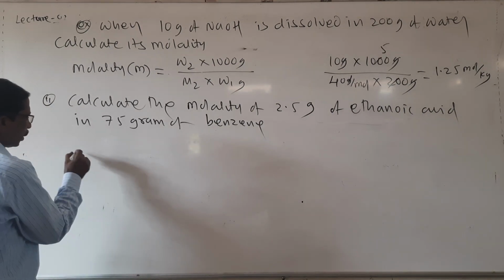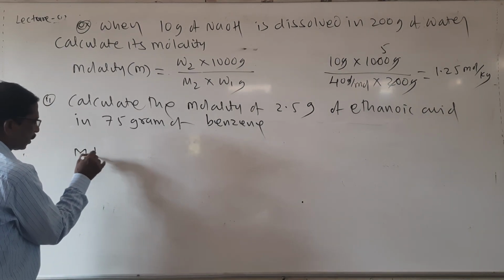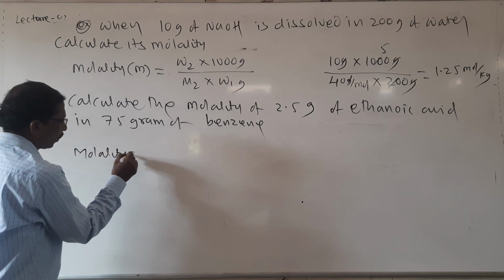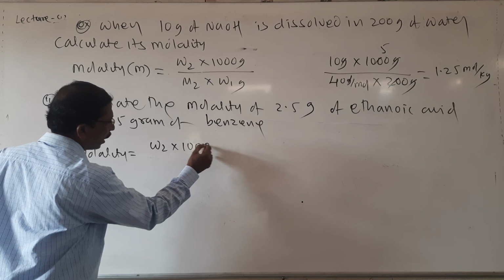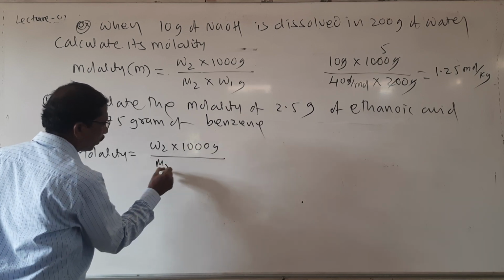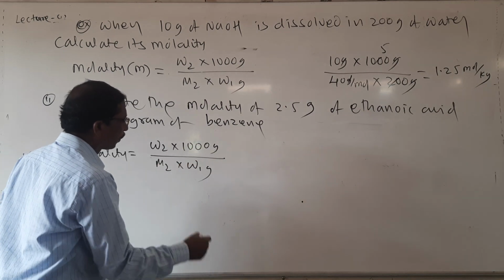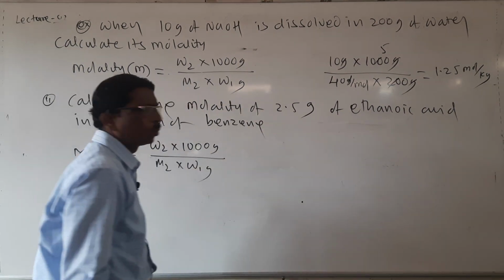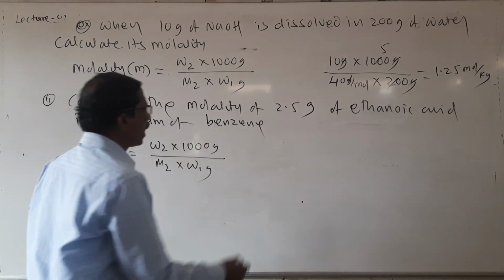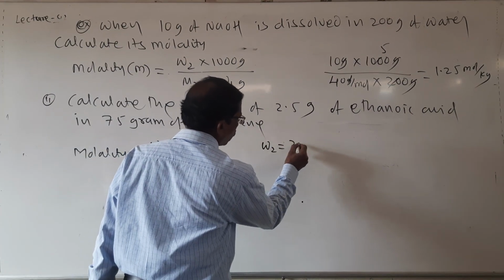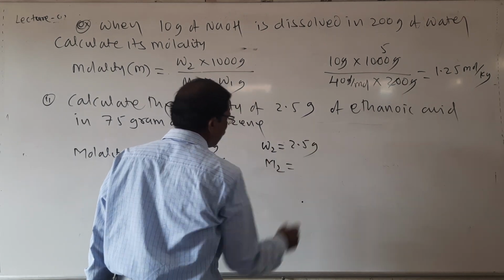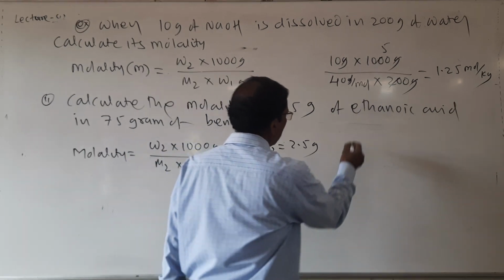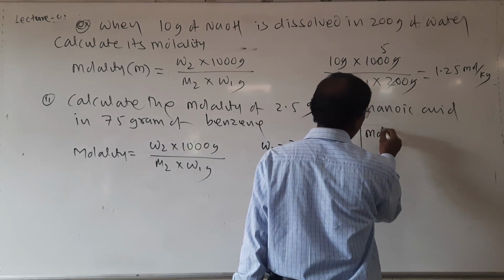Look here, that is the formula. First I will write molality is equal to W2 into 1000 gram divided by M2 into W1 gram. What is W2? Mass of the solute, W2, is equal to 2.5 gram. And what is the molecular mass, M2?